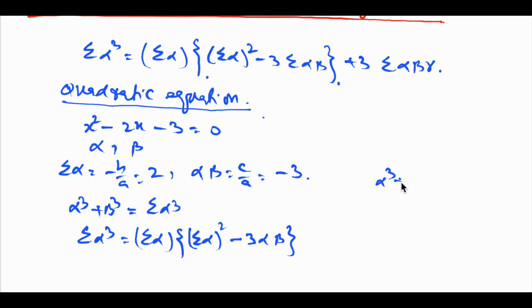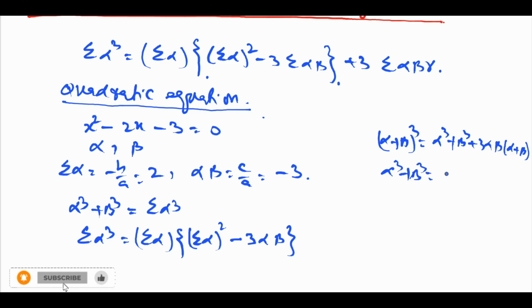Actually, if you see alpha cube plus beta cube is always equal to, you can derive this another way. See, if you expand alpha plus beta whole cube, then it's always alpha cube plus beta cube plus 3 alpha beta, and in the bracket alpha plus beta. So if you want to find alpha cube plus beta cube, that will be alpha plus beta whole cubed minus 3 alpha beta into alpha plus beta.